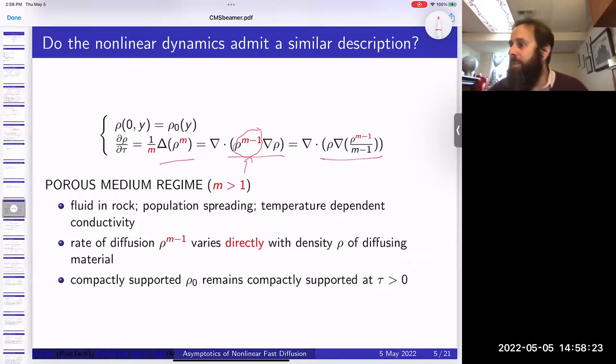And so if m is bigger than 1, then this diffusivity is large where the temperature is large, and small where the temperature is small. And so at the boundary of a compactly supported thing, the diffusivity is going to 0. And that's why the porous medium equation retains compact support.